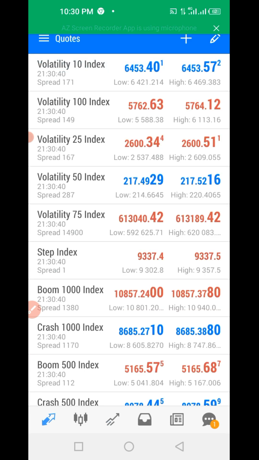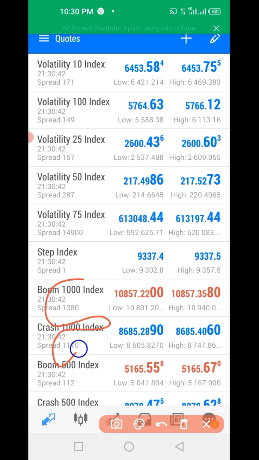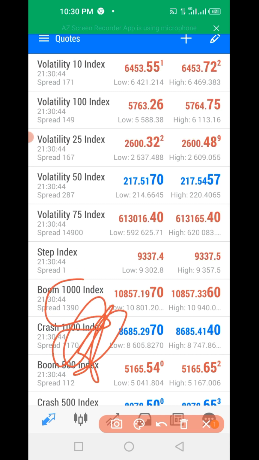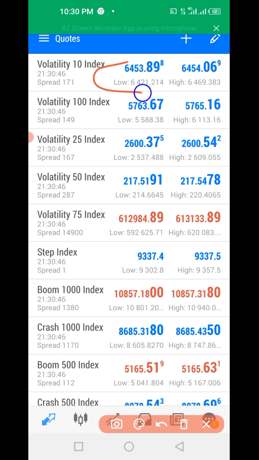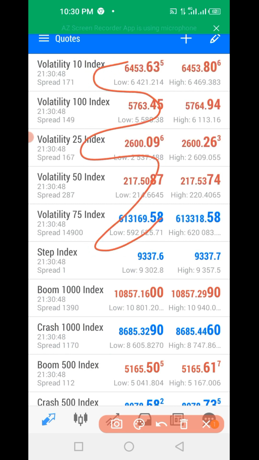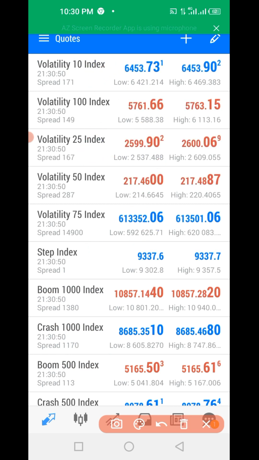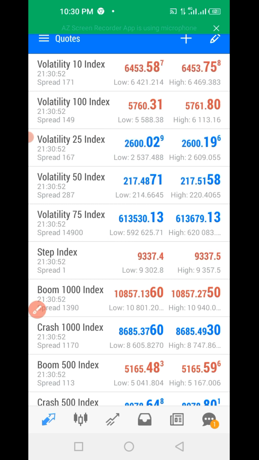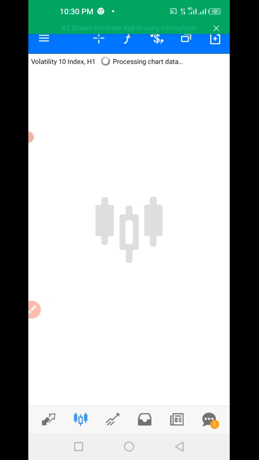Now on this, we're not touching Boom 500, Boom and Crash. We're not touching Boom and Crash. We want to deal with volatilities and Step Index or whatever other indices that is there. So let's check this Volatility 10, the first one up here.